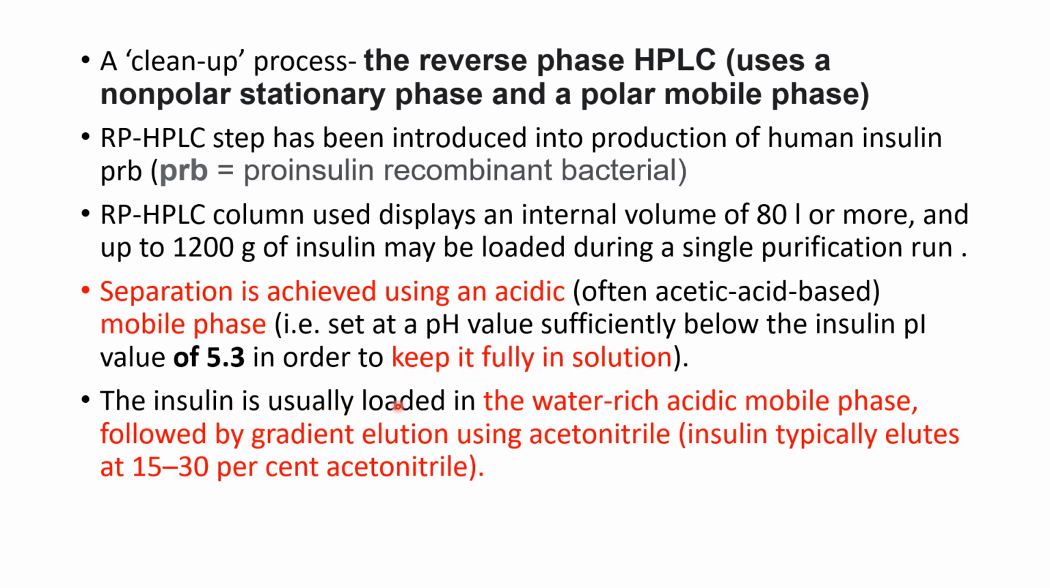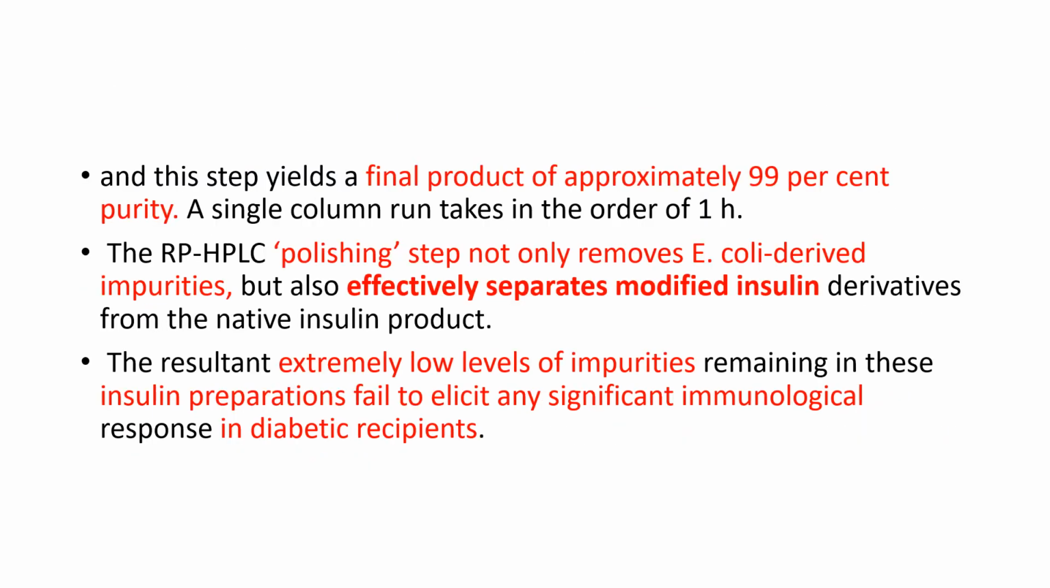The insulin is usually loaded in water-rich acidic mobile phase, followed by gradient addition using acetonitrile. So in general, what we're trying to bring home here is that the insulin cleanup process is done using reverse phase HPLC. The reverse phase HPLC yields about 99% product purity. Okay, and then we're saying the reverse phase HPLC can also be used for polishing.